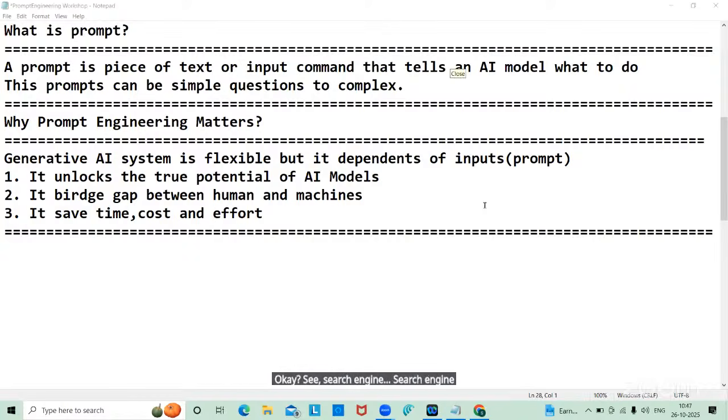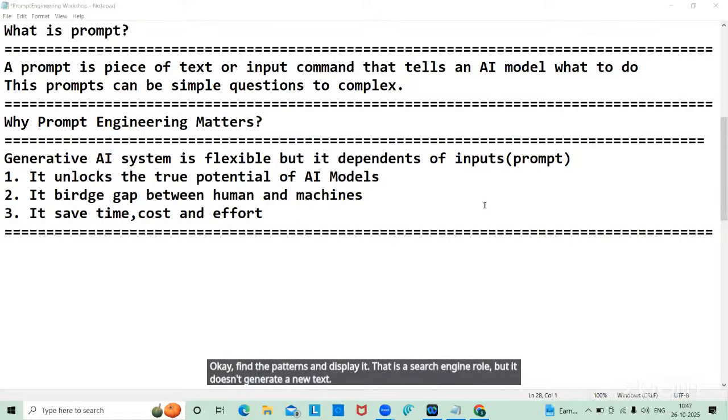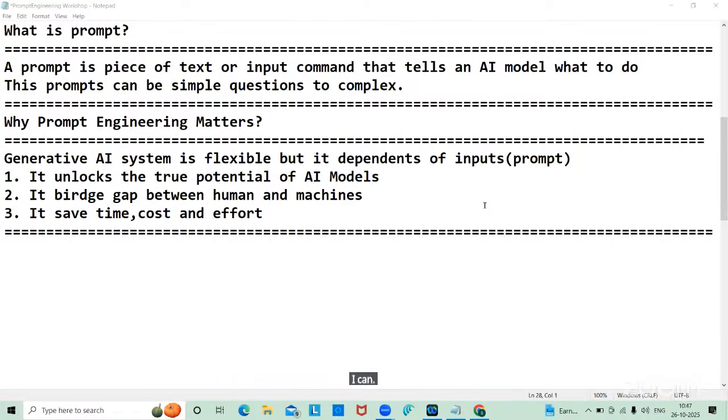The search engine's role is getting the existing code, existing text. It finds the patterns and displays them. That is a search engine's role, but it doesn't generate new text. So the role of a search engine is different from AI, right? So don't think that both are the same, right?